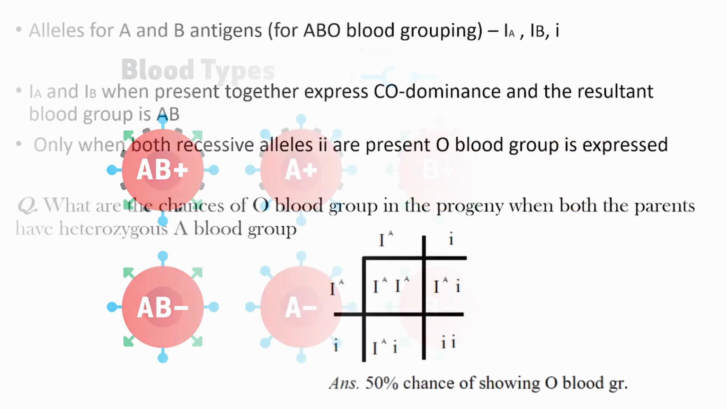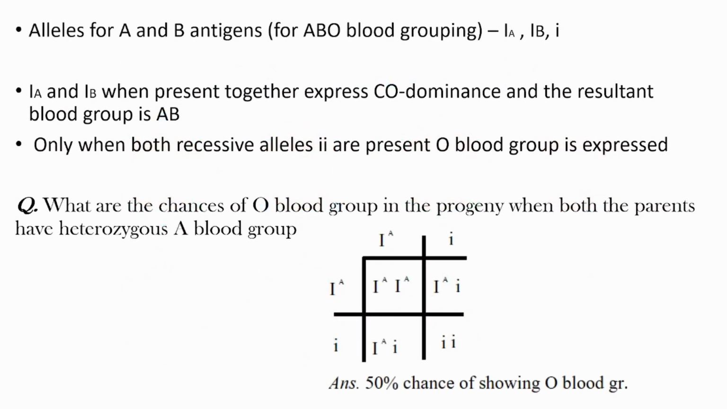Next, just going over the very basic part, which you must have studied in 9th standard: alleles for A and B antigens. If you have forgotten this part, it is okay, it is not given in this chapter, but it is given in detail in the 12th standard genetics part. This will come up over there, but for now, if you know a little bit, you can revise it here itself. Alleles for A and B antigens for ABO grouping are IA, IB, and i, and IA and IB are both dominant. So when both IA and IB are present, they express codominance, and the resultant blood group is AB, which is very simple. And when only the two recessive genes are present, then the O blood group is expressed.